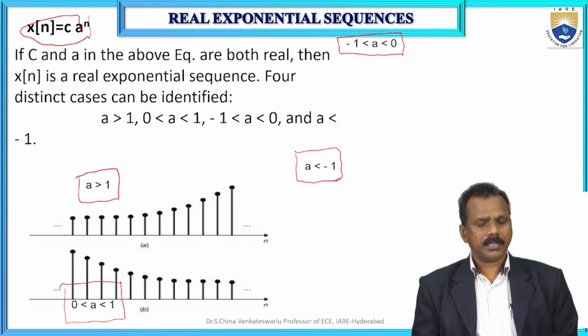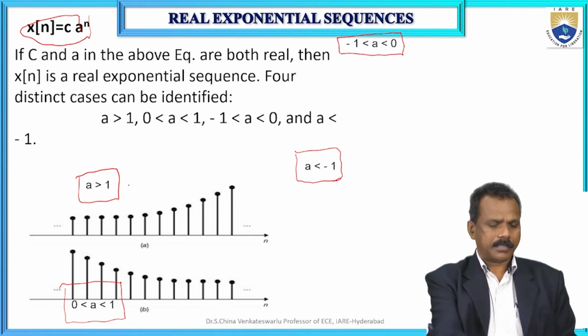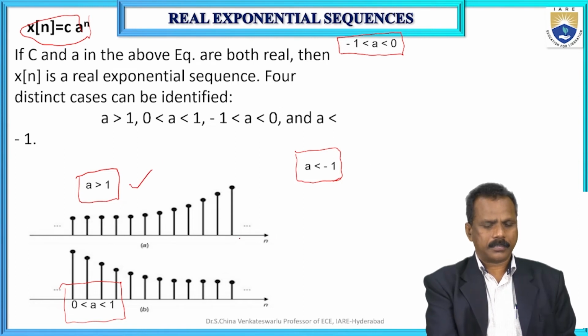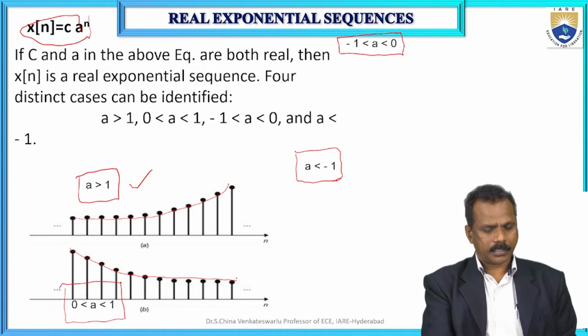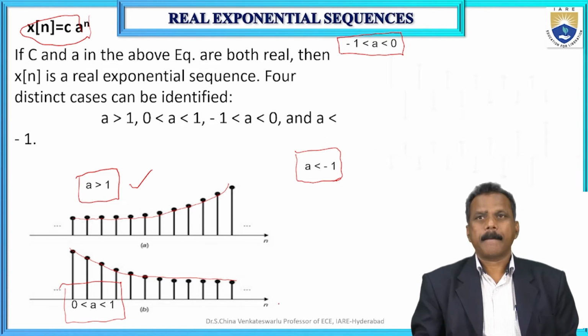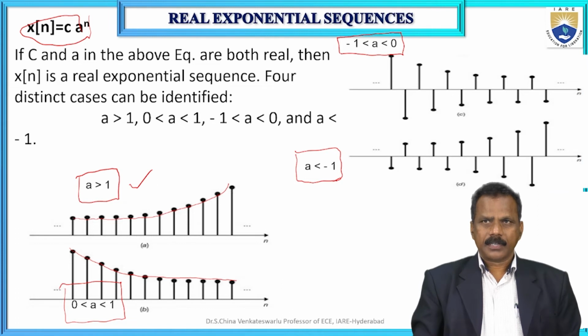Okay, condition a greater than 1, so that real exponential sequence will be like this. The condition 0 less than a less than 1, the shape is like the sequence is following like this. Next, if it is minus 1 less than a less than 0, here it is n versus how it appears, the n value and so on.